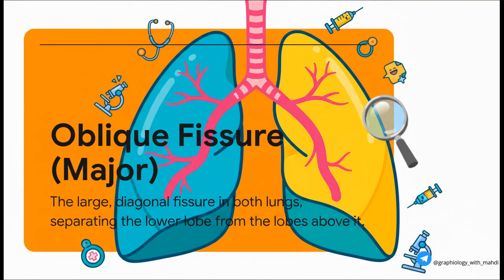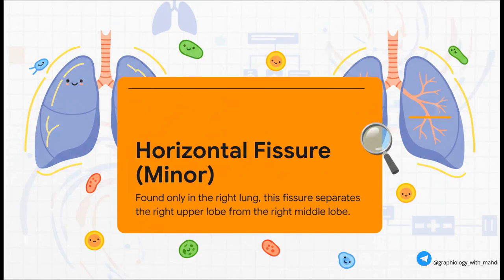Let's start with the big one, the oblique fissure, also known as the major fissure. This guy is the main dividing line, and it's in both lungs. Just think of it like a long, slanted cut that separates that big lower lobe from everything sitting on top of it. Now here's the one that's special, the horizontal or minor fissure. You only find this in the right lung. And just like its name suggests, it runs more or less horizontally. It slices off that small wedge-shaped middle lobe from the upper lobe. So, right lung, 3 lobes, 2 fissures. Left lung, 2 lobes, 1 fissure. Simple enough, right? Well, it's this perfectly neat blueprint where things start to get really interesting.